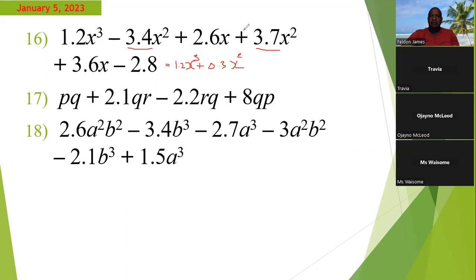All right. What's our next term? 2.6x. So we have 2.6x here and 3.6x here. Those are like terms. So when you add them up, you get 6.2x.